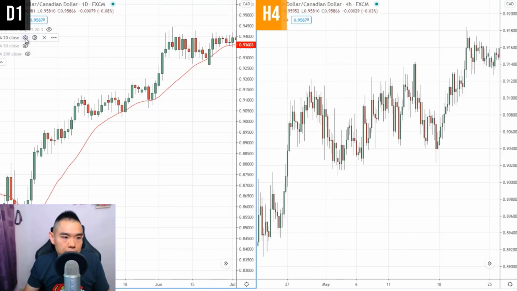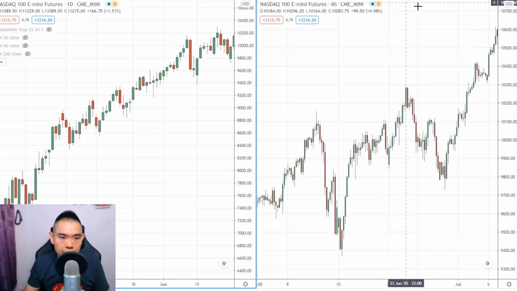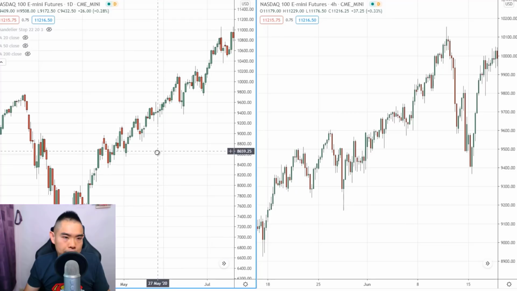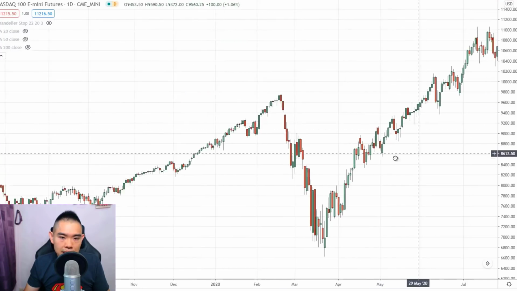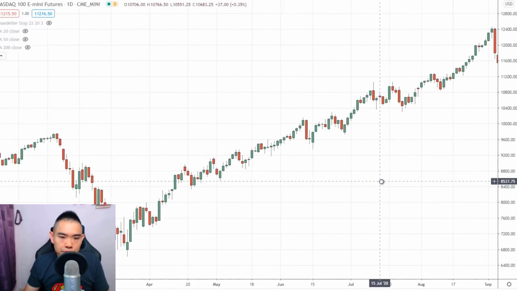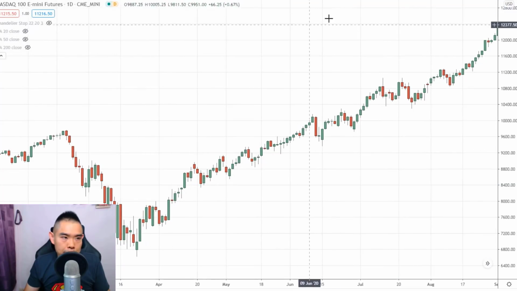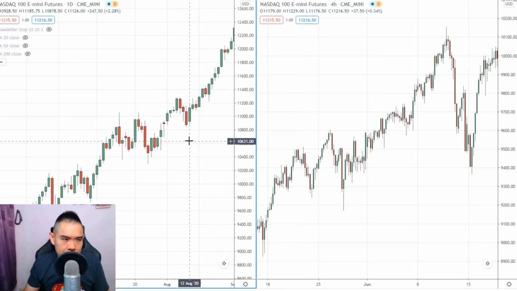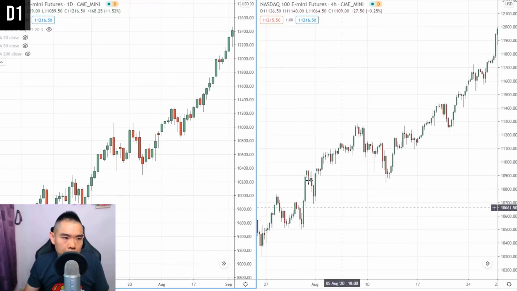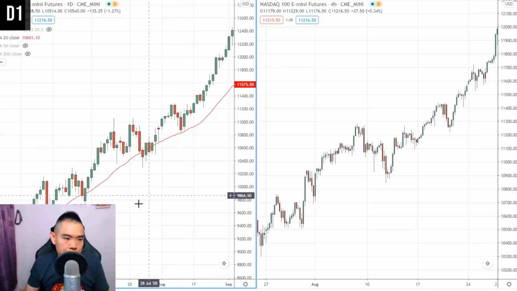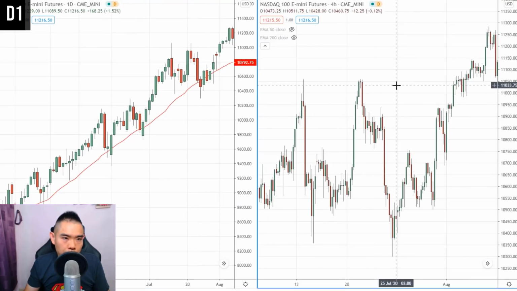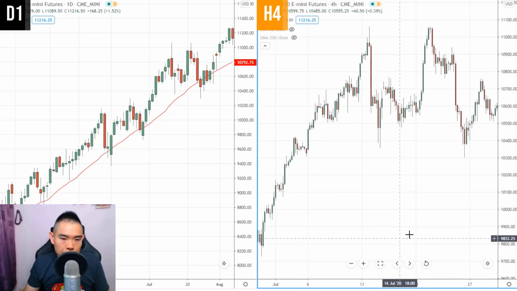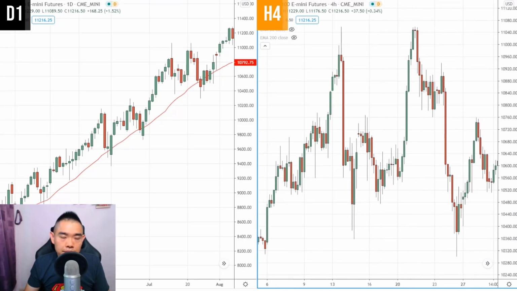Let me share with you another example to see the area of value in action. Over here, this is the daily time frame. Let me just make the charts bigger. So this is NASDAQ. Let me just pull out the two charts again. This is the daily time frame on NASDAQ. Okay, pull out the 20 MA. And over here, let's make it the 4-hour time frame. Okay, over here, same thing.